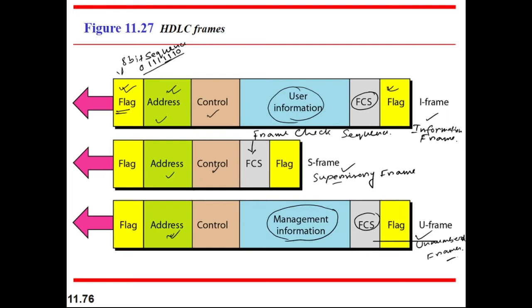Now we have the address field. This field is also very important. It can be 1 byte, that means 8 bits, or the address can be longer, more than 8 bits. In this field it can hold the address of the sender as well as the receiver, so both addresses can be stored here. Now there is another field, the control field. This control field can be 1 byte or 2 bytes, and it is used for flow control and error control.